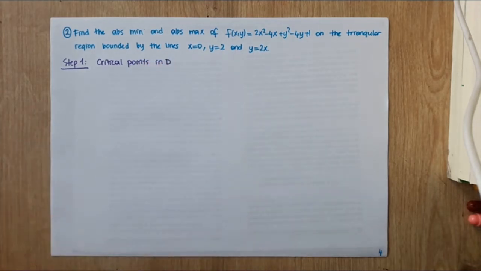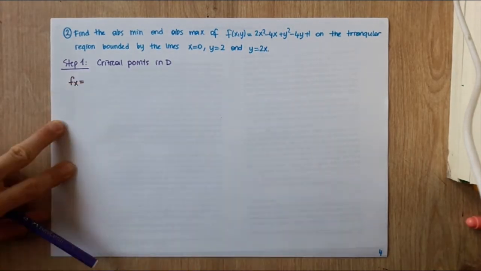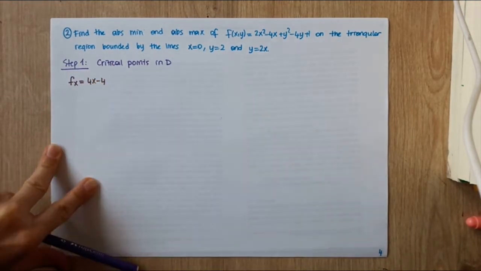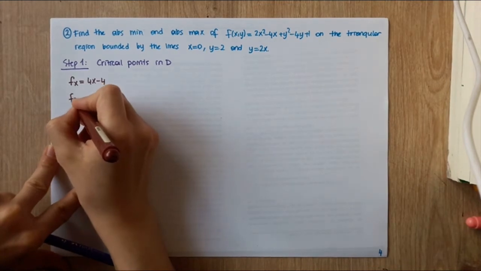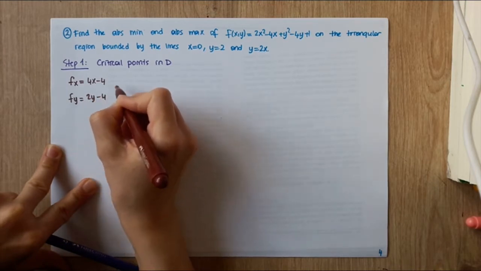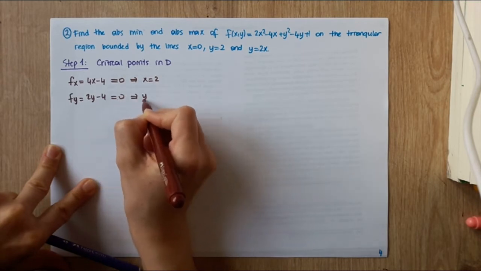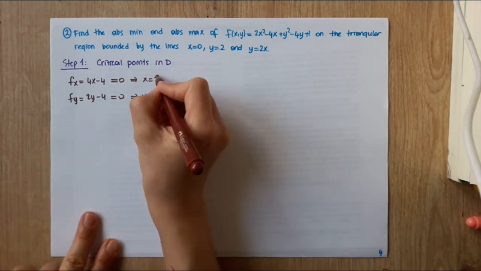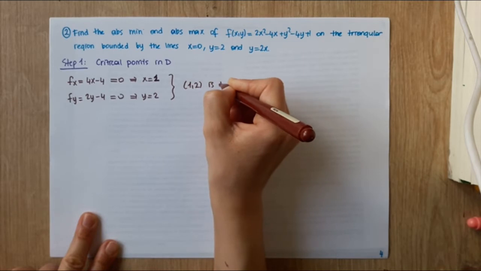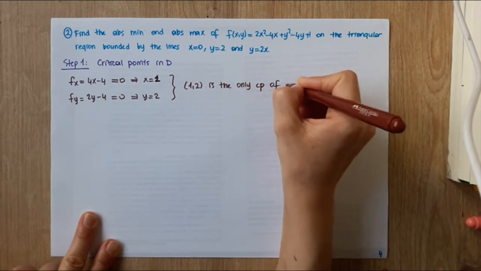in D. Okay, so to do this, I will first of all calculate the first partial derivatives and then equate them to 0. I have 4x minus 4 as the first partial derivative with respect to x, and the first partial derivative with respect to y is 2y minus 4. If you equate them to 0, from the first equation I have x is 2, and from the second equation I have y is 2. Sorry, x is 1 and y is 2. So (1, 2) is the only critical point of f of x, y.